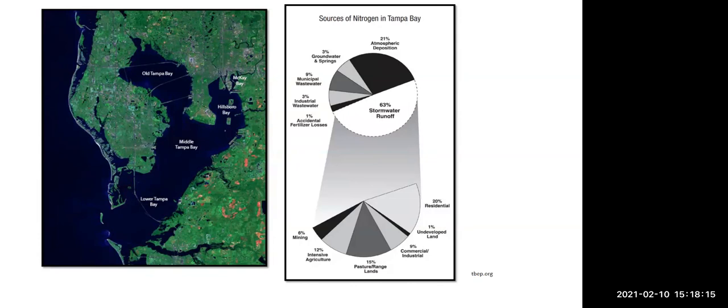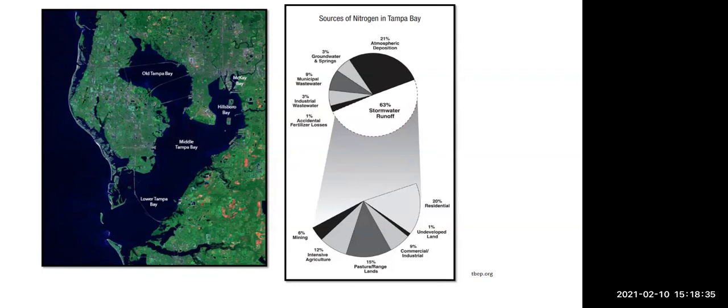A couple of years ago, the Tampa Bay Estuary Program began studying sources of nitrogen to the Tampa Bay water body. A couple of the sources that stand out on this pie chart that I wanted to talk specifically about include, first of all, atmospheric deposition. Just 21% of the nitrogen that goes to Tampa Bay comes from rainfall. It's coming from the atmosphere.